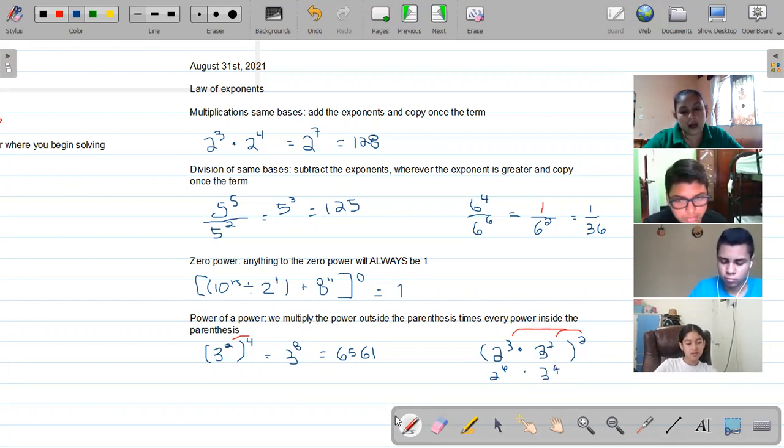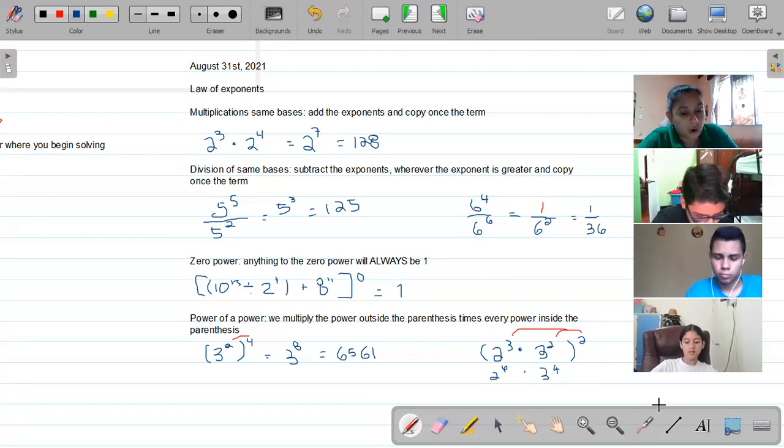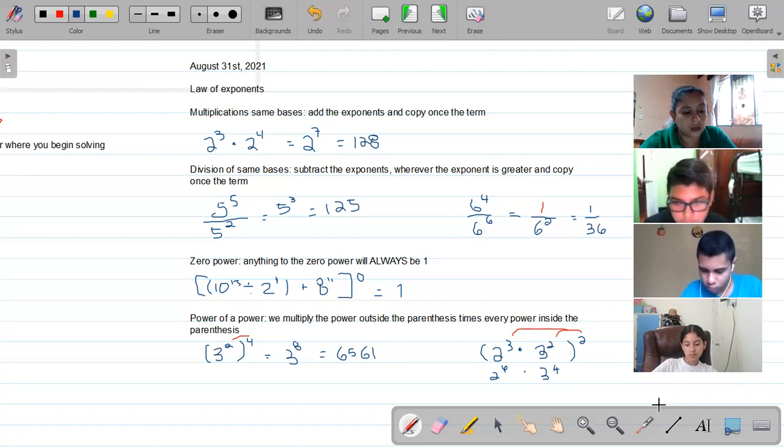Okay, and since they are not same bases, you need to leave it like that if it's an exponential form. You cannot do anything else because there are different bases. You cannot say 2 to the 10th power or 3 to the 10th power because it is not the same thing. Are we clear with that? Okay, you cannot do anything more.